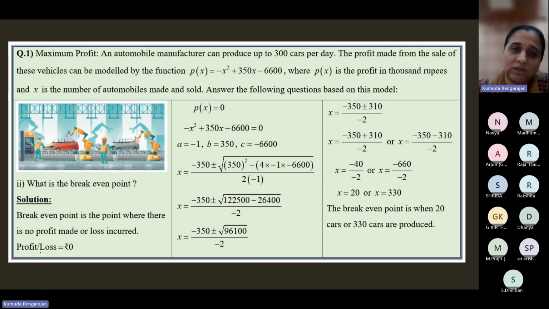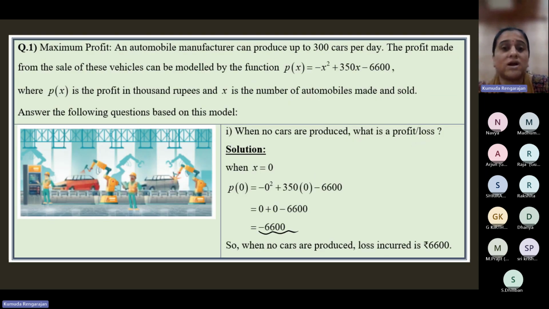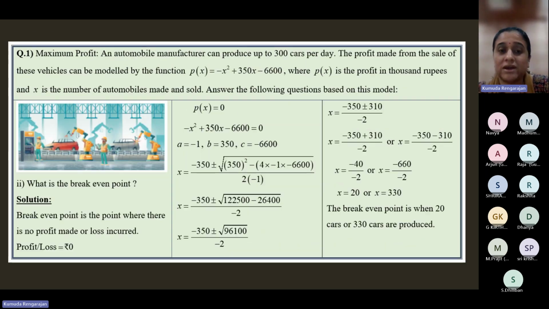X represents the number of automobiles manufactured and sold. So in the first one, no cars are produced, so X is 0. In the second one, X is not 0. P of X itself is 0. P of X represents the profit, and that profit itself is 0. So P of X is 0. If P of X is 0, it means this expression is 0.